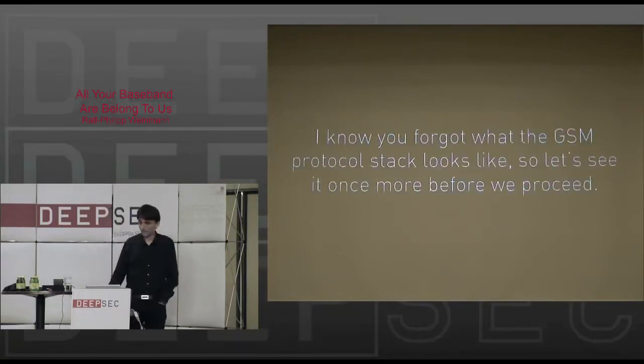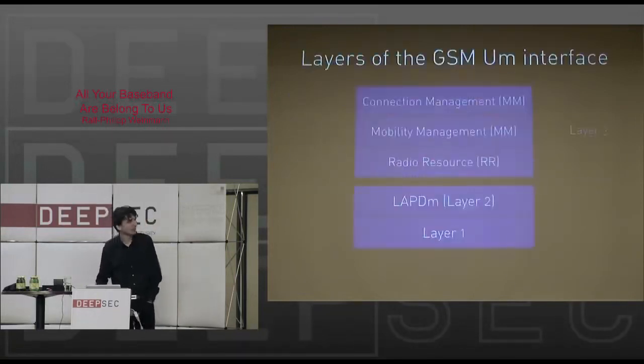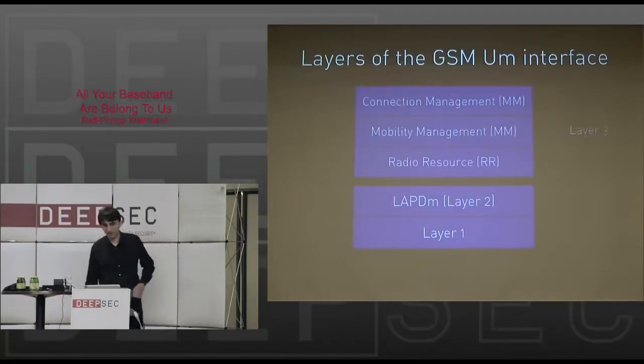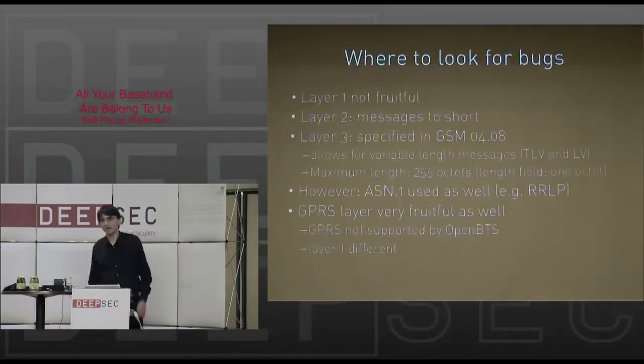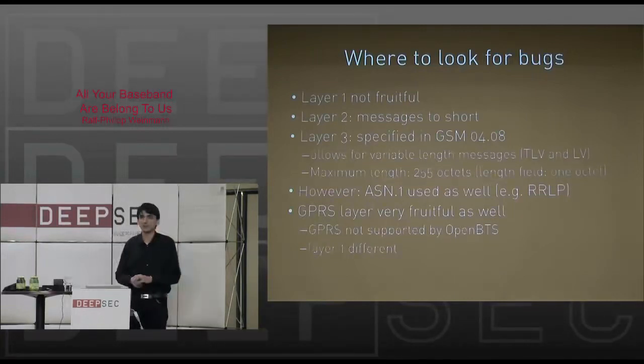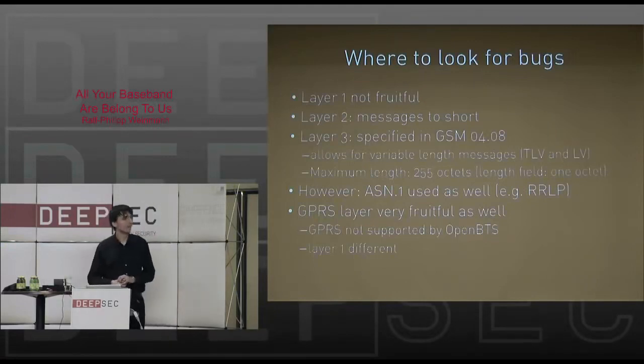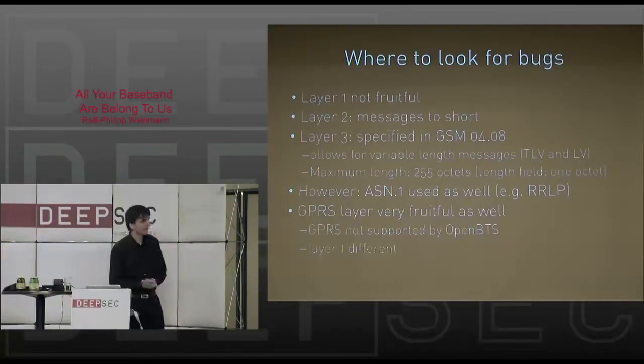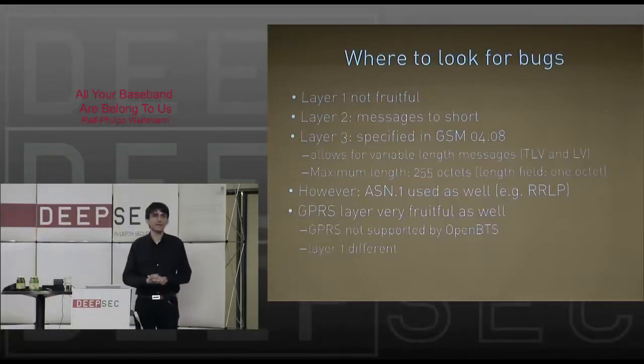So you probably forgot what the stack looks like, but this is important, so we'll have a look at it again. So this was a stack, and now we'll have a look at where we should dig deeper. When you look at the standards, you realize there's not much in layer 1 that you can really do. Layer 2 messages are too short. You can crash a couple of things there, but you want a payload to do malicious things as well. So we go a layer up and look at layer 3, and this is specified in GSM 04.08.